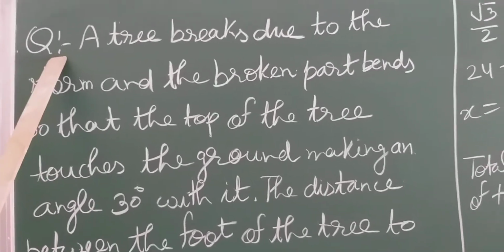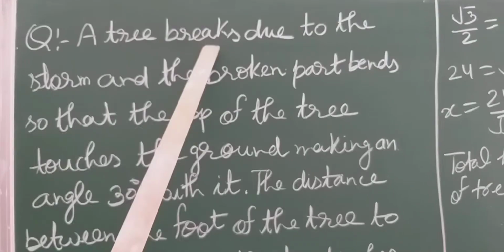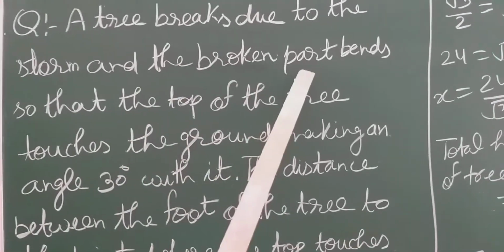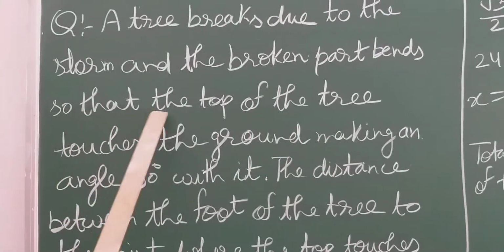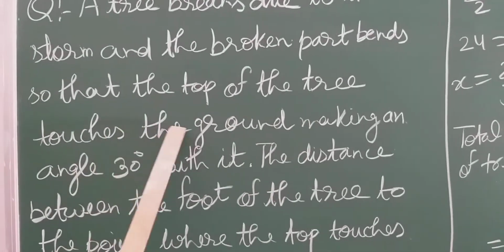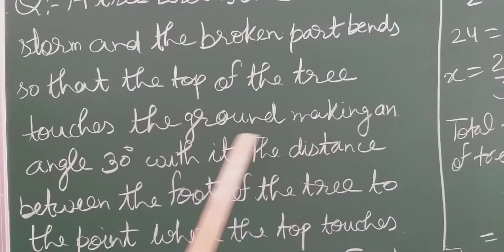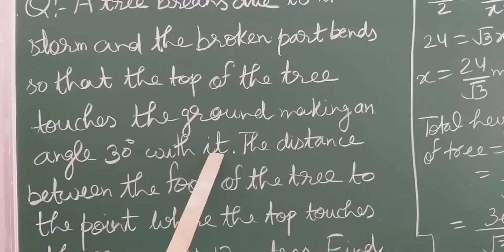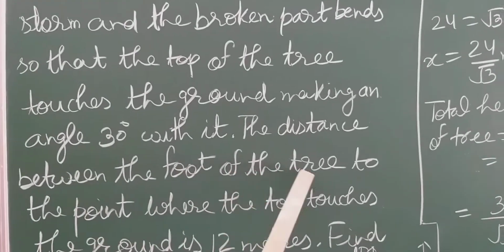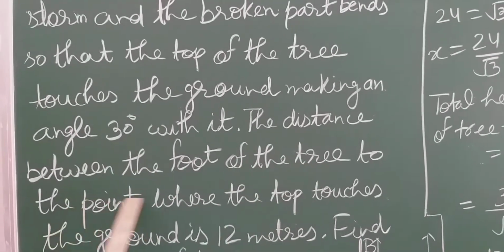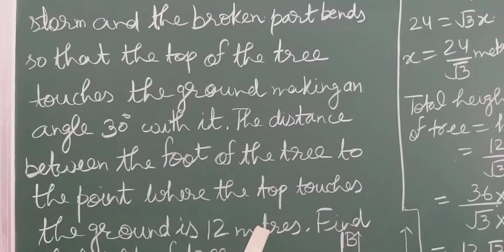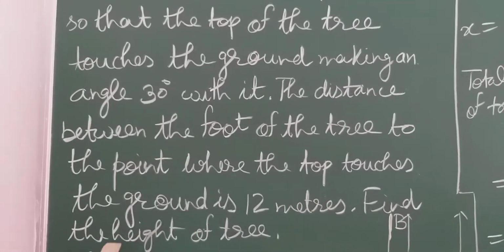Question number 1: A tree breaks due to the storm and the broken part bends so that the top of the tree touches the ground, making an angle of 30 degrees with it. The distance between the foot of the tree to the point where the top touches the ground is 12 meters. Find the height of the tree.